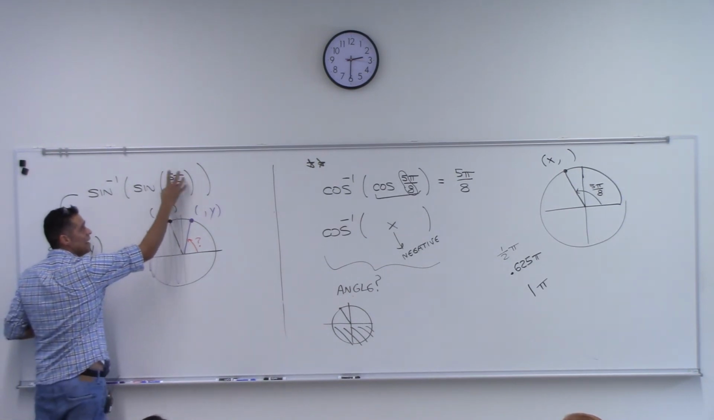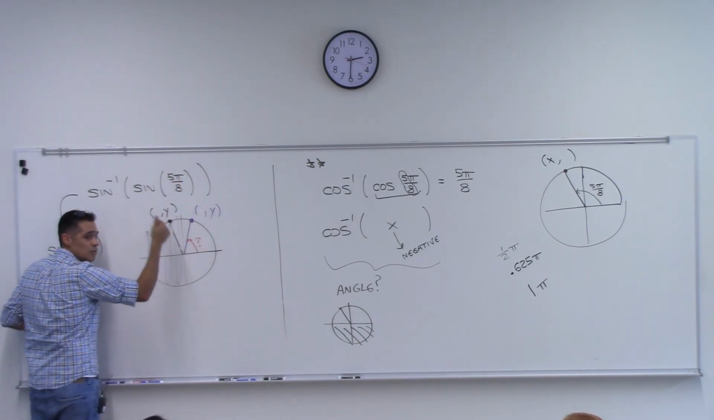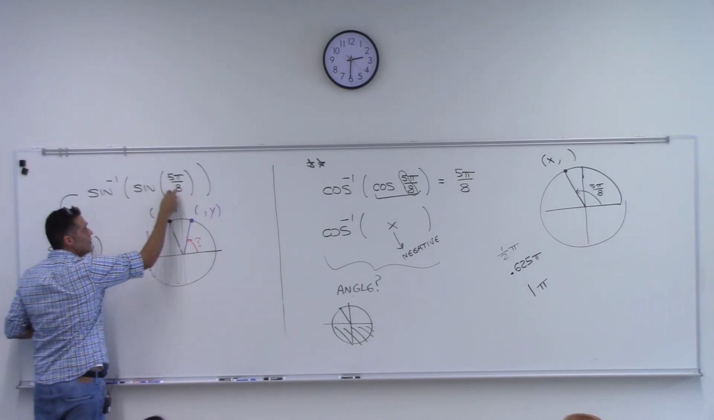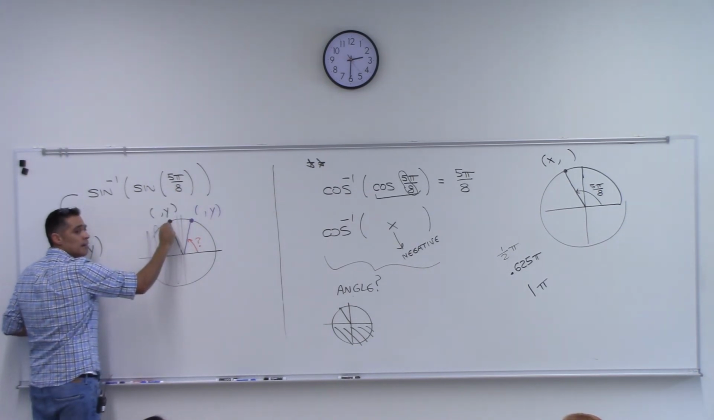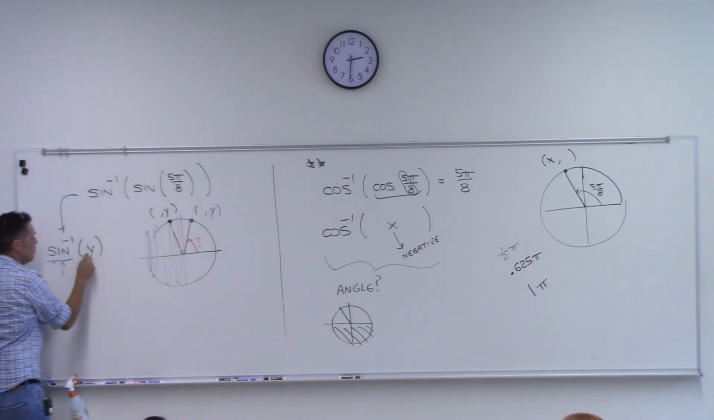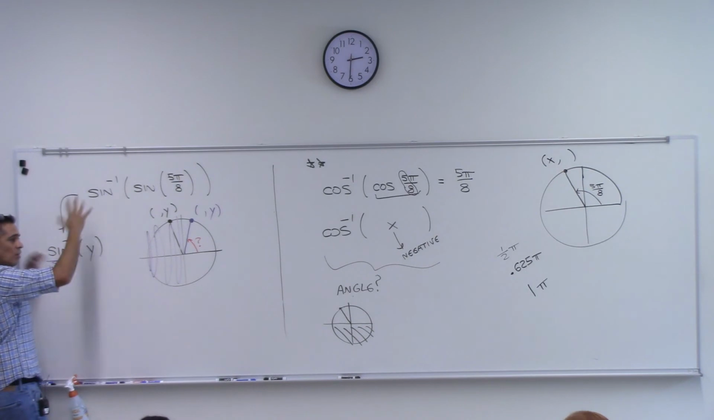Figuring out where this angle is, 5 pi over 8. I'm in the second quadrant. We good with that? Okay, I want sine of that angle. So that's just the y coordinate there. Yes? That entire inside is just some y coordinate. Boom. Now start the whole problem over.